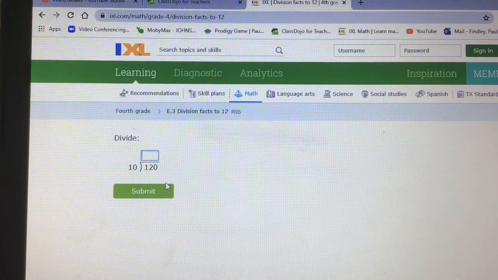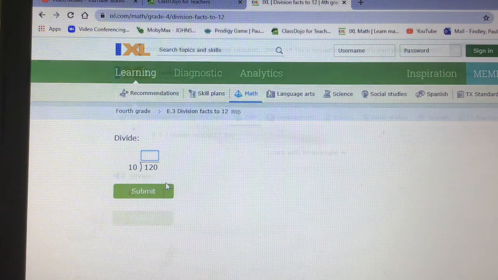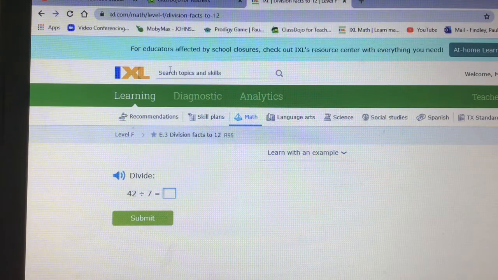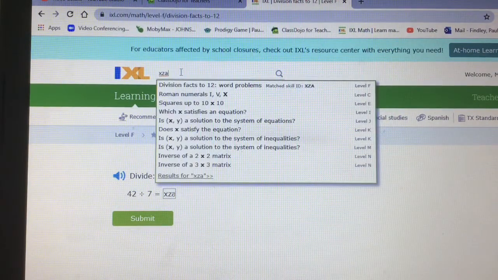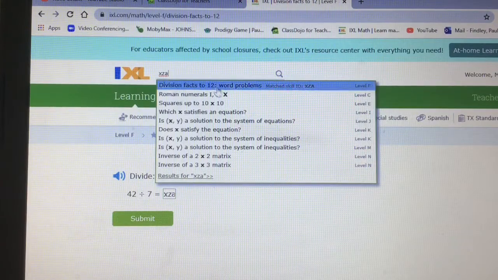Okay, so the next code that we're going to practice is code XZA. So again, you go up there to that type window. Oh, I'm not in the right spot. XZA. You wait a second for that match skill ID to pop up. There it is, match skill ID XZA, and you're going to click on that one.